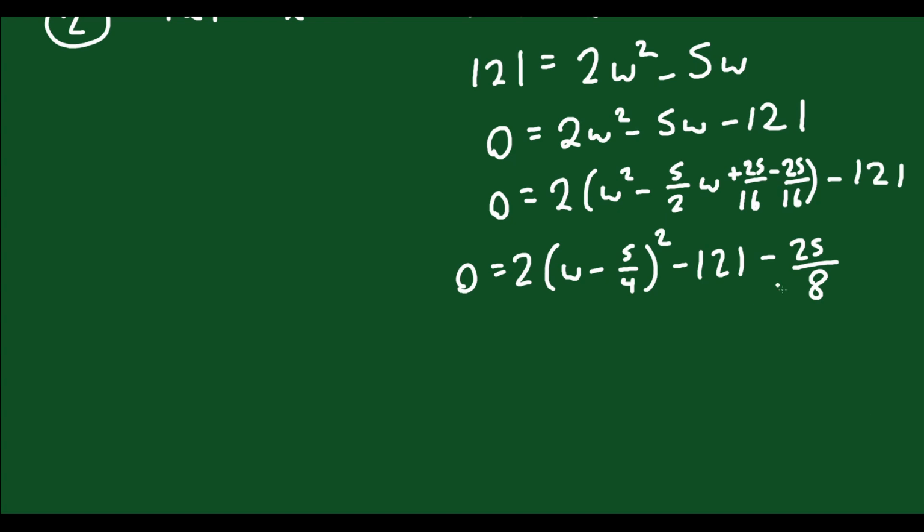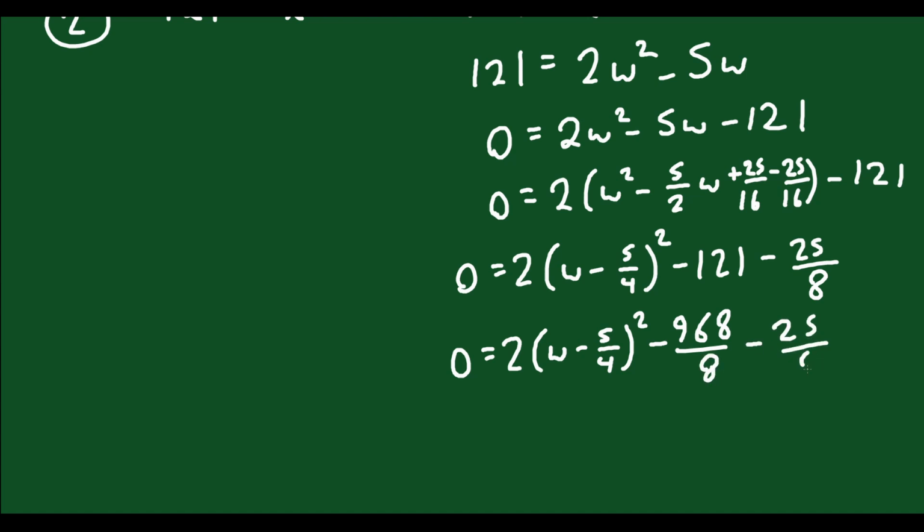I can combine those two terms together, right? Just need a common denominator. So I'll have 0 equals 2 times (w minus 5 over 4) squared. Negative 121 you can turn into negative 968 over 8, minus 25 over 8. And those two will combine to be negative 993 over 8, right? And what you're going to do in the next step is just move it to the other side, because at this point we've successfully come up with our vertex form.